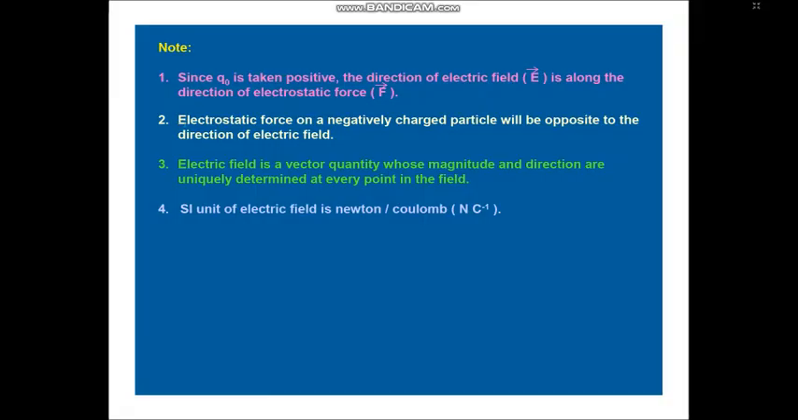Second point, electric force on a negatively charged particle will be opposite to the direction of electric field. Third, electric field is a vector quantity whose magnitude and direction are uniquely determined at every point in the field. Fourth, SI unit of electric field is Newton per Coulomb.